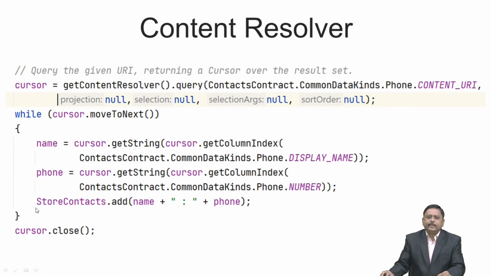So it is an ArrayList that stores name and phone, and finally we close the cursor and we can display this storeContacts ArrayList inside some user interface such as a ListView. So this is how we can query an inbuilt content provider.